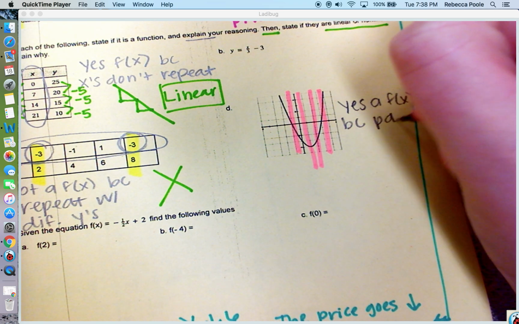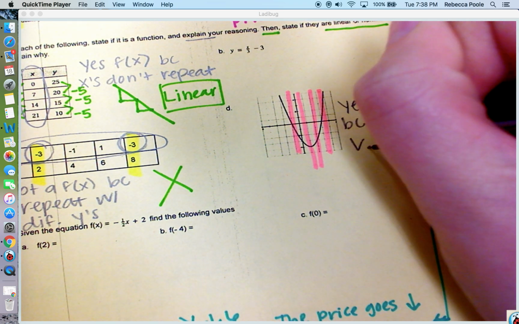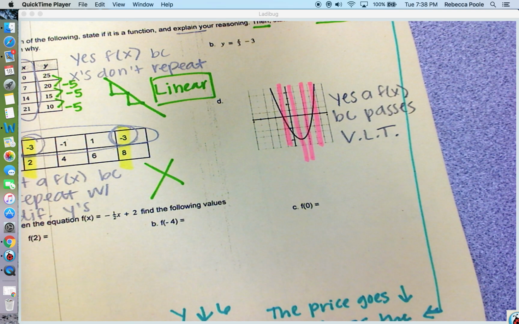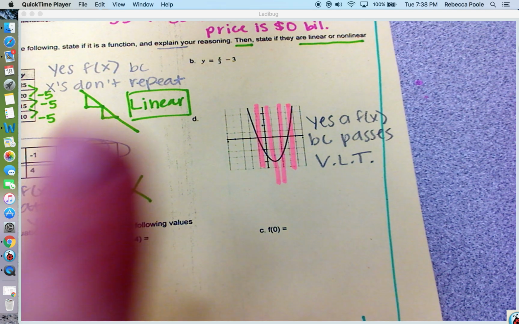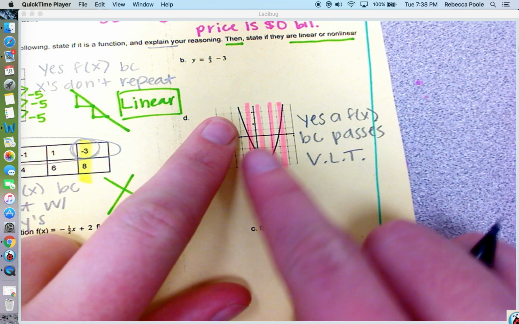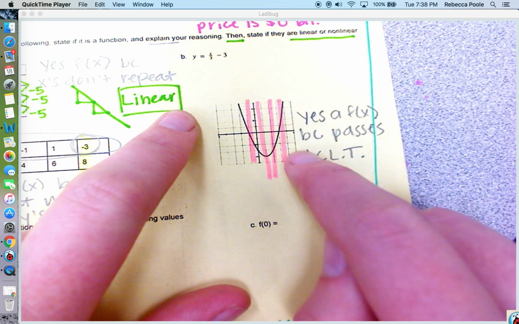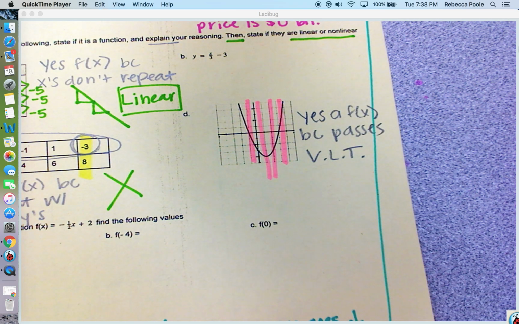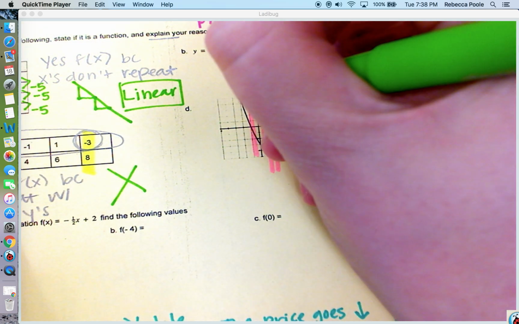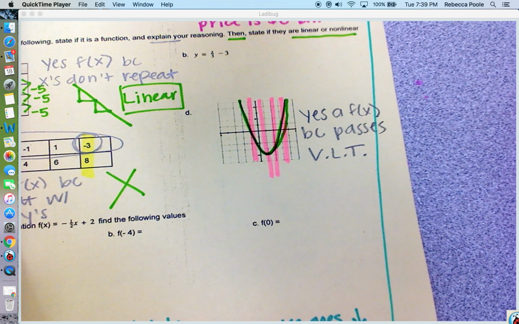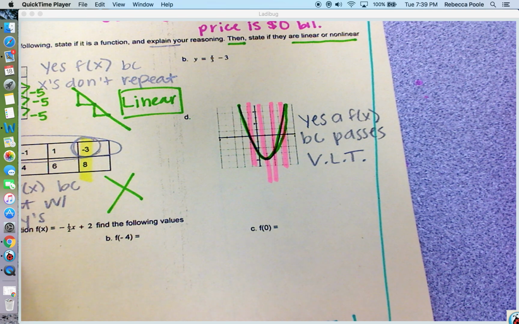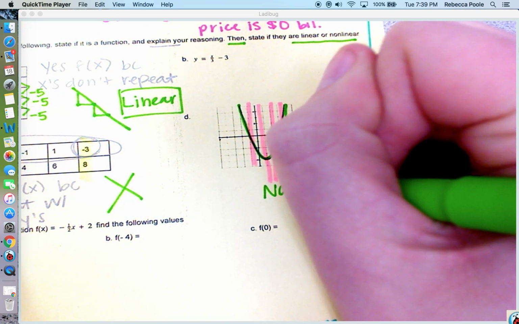Because it passes the vertical line test. Okay? You could also say yes, a function because it touches once. If it's just touching this curve one time each time you draw a line, it is a function. Now, we want to say if this one is linear or nonlinear. So look at this graph. It is curved. If it is not straight, aka curved, is it going to make a line? No. So this is nonlinear.